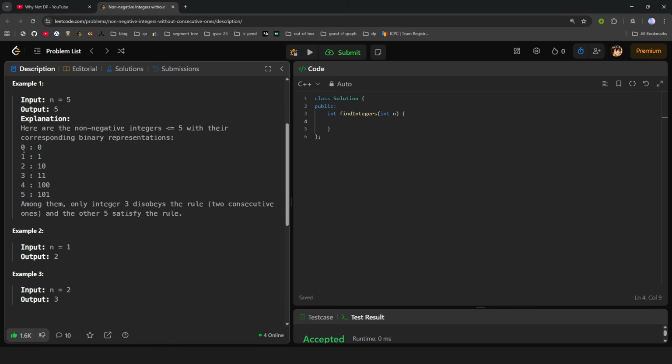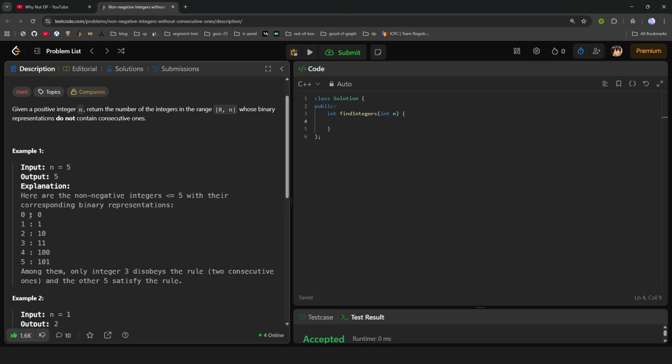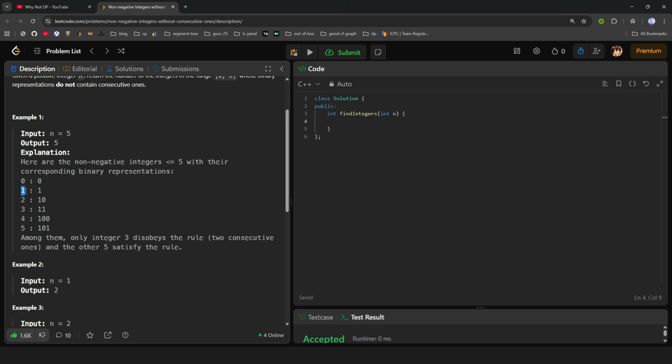So if you look here, then the binary representation of 0 is just 0, in which no 1 is present. So it means that there is no consecutive ones present in this, right? So that's why it will contribute +1 to the answer. Similarly, the binary representation of 1 will just contain this one, that is a single one, that is no consecutive ones. So that's why this will also contribute +1 to the answer. The binary representation of 2 will be this, in which only one digit 1 is present. So that's why this will also contribute +1 to the answer.